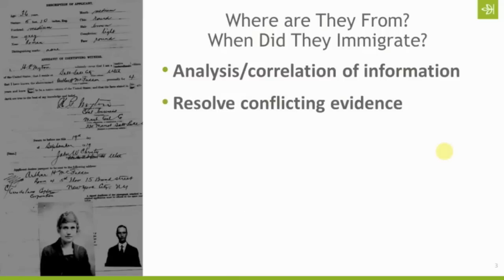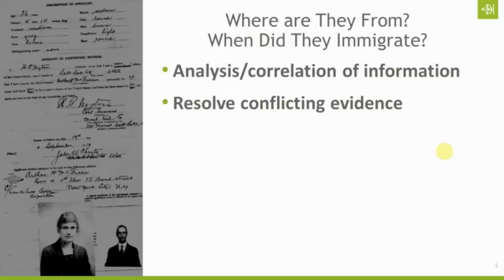Now, inevitably, what's going to happen is as you collect all of this information, you're going to have conflicting evidence. You're going to have a record that says one thing and 7 records that say something else. And just because 7 is more than 1 does not mean that the 7 are accurate. Okay, you have to consider the source. You have to analyze the information. If the informant was the same person on all 7 records, that one person could have been wrong. And so the one record that states something different might be the accurate record.